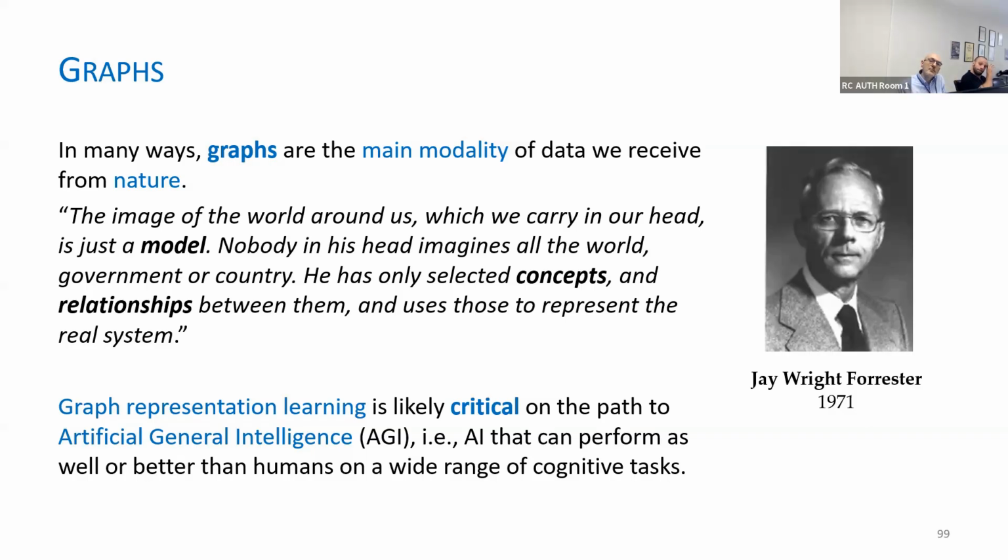And so graph representation learning is something critical that we have to manage in the direction of having an artificial general intelligence. What is the meaning of artificial general intelligence? Something that can perform as well or better than humans on a wide range of cognitive tasks.